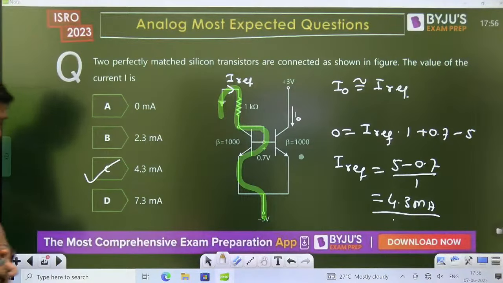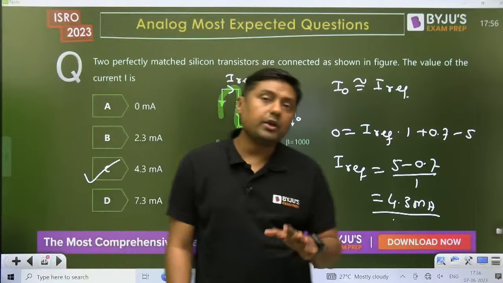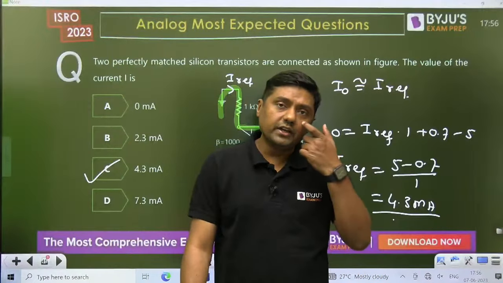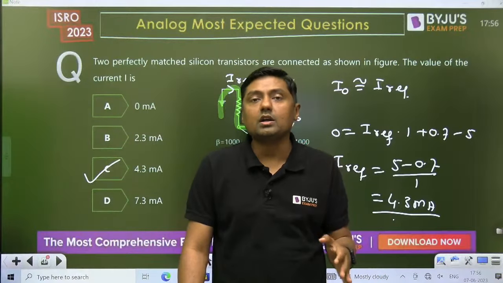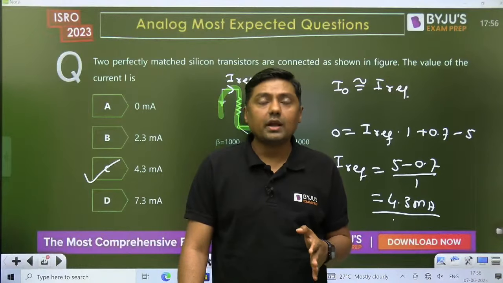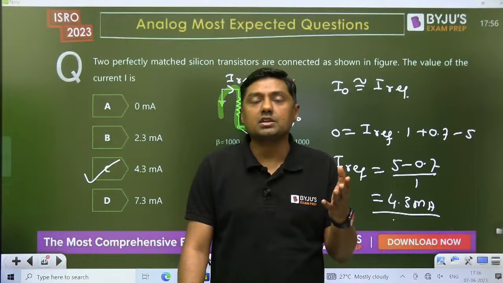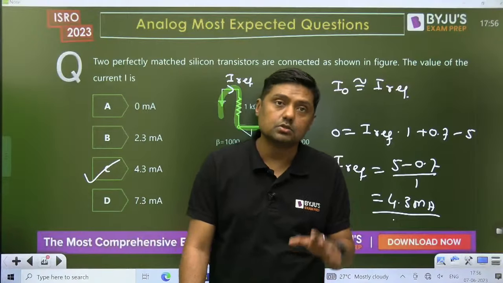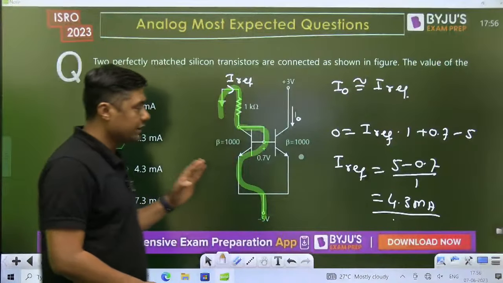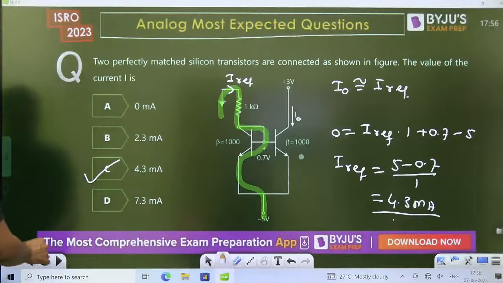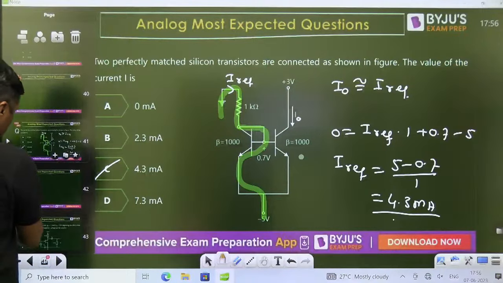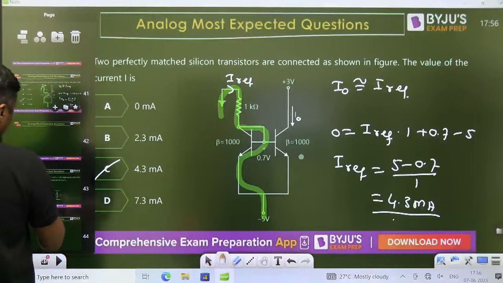So what I want to say, current mirror circuit, by using MOSFET, different types of current mirror circuit, Widlar source, Wilson source, right? Or when we are changing the area, or the emitter base junction area, what will be the answer for all types of current mirror circuit? Please prepare. That is an important topic for the ISRO examination, guys. Now, finally, one question.